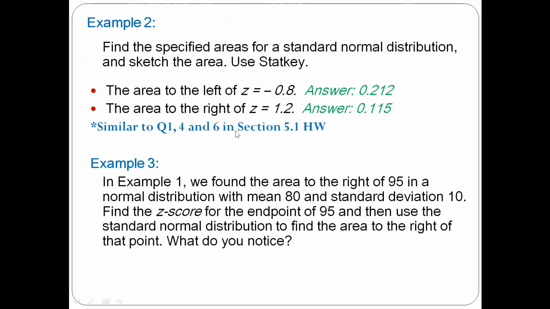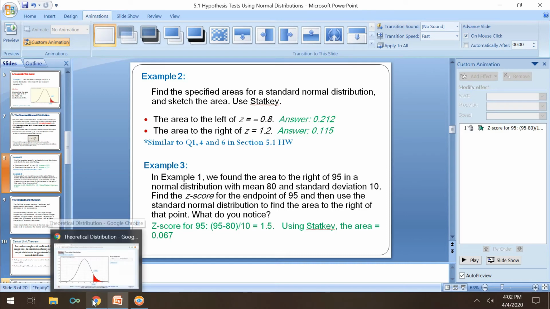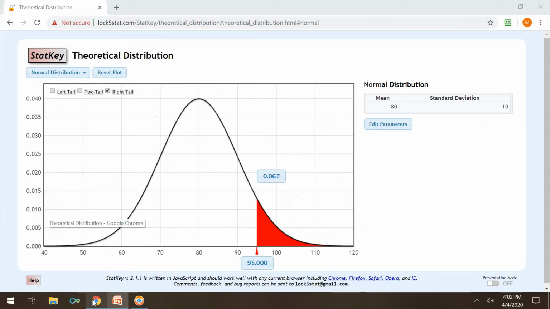So let me show you some examples. What do I mean by that? For example 2, it says find the specified area for a standard normal distribution and sketch the area using StatKey. So we need to look at the area to the left of z equals negative 0.8. Now, since I'm finding the area in the standard normal distribution, I'm keeping in mind that the mean will be 0 and the standard deviation will be 1.